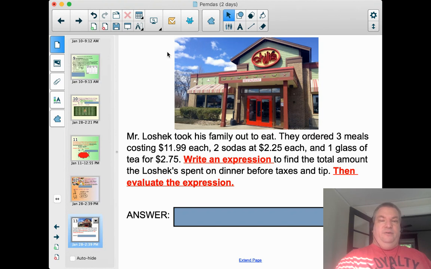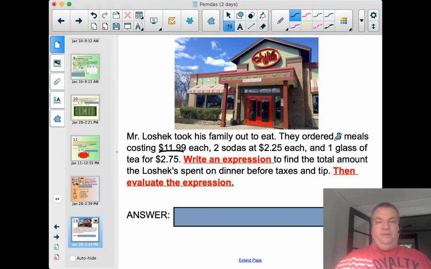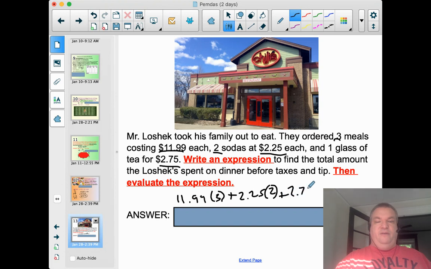Okay, so if I look at this problem again, I have 3 different amounts he's spending. He's spending $11.99 on meals, and he's buying 3 of those. Right, so he's paying this 3 times. So he's paying $11.99 times 3. Okay, but he's also going to spend some money on sodas. Sodas are $2.25, and he buys 2 of those. So I multiply that by 2. Okay, and then just 1 glass of tea for $2.75. So he's also going to spend that $2.75, but he's only getting 1 of those. So we don't need to multiply that by anything.